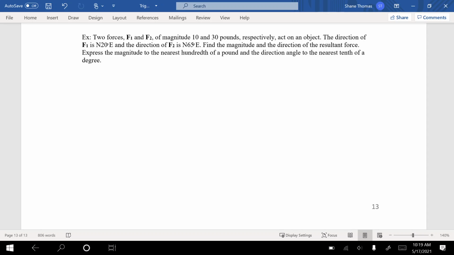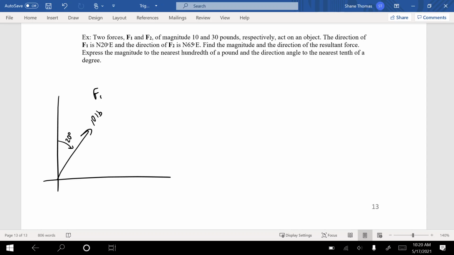All right, so for this one, let's draw a picture. The first one, we have a force of 10 pounds, and it would be in the direction north 20 degrees east. So we'll say that this is it. That's 20 degrees, and it has 10 pounds of force, and that's our F1.